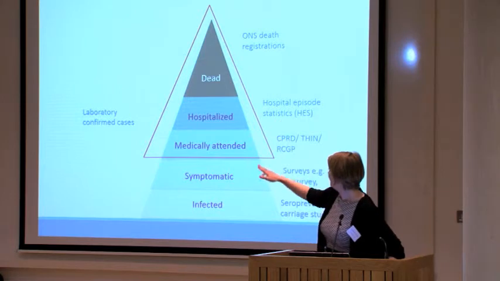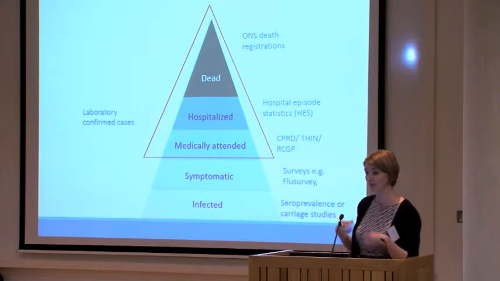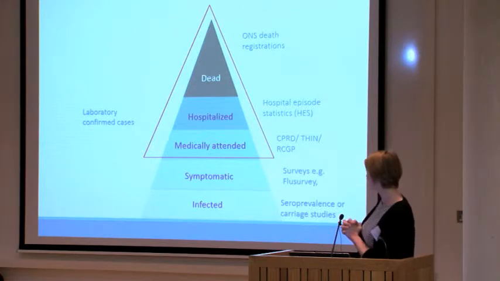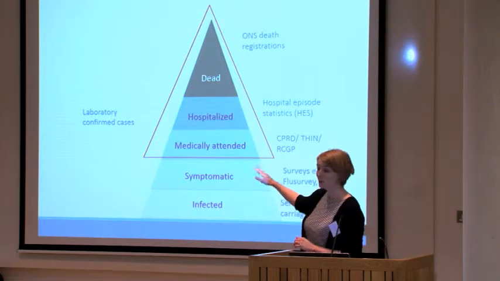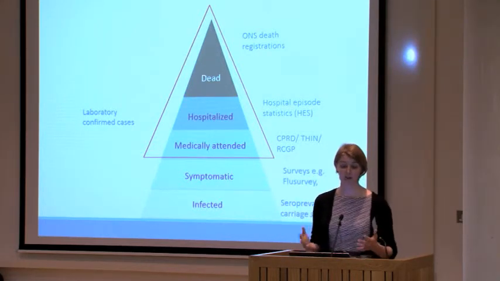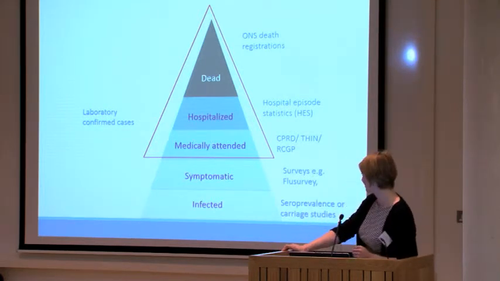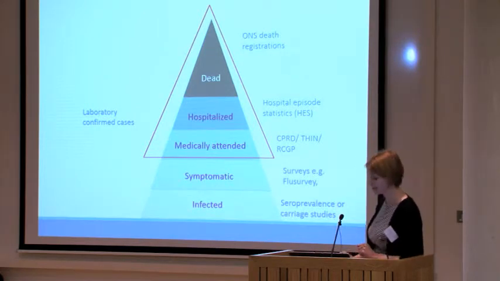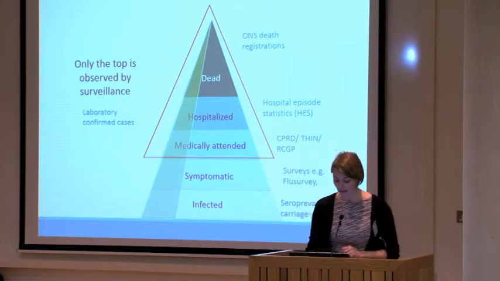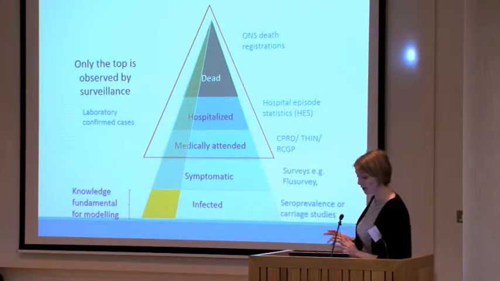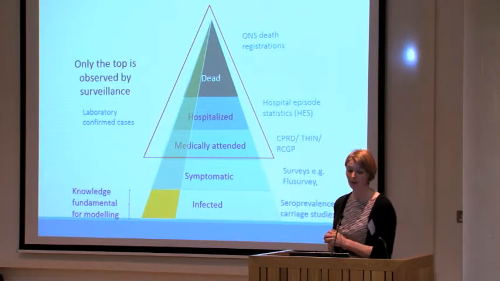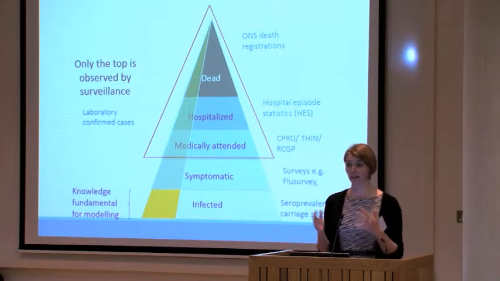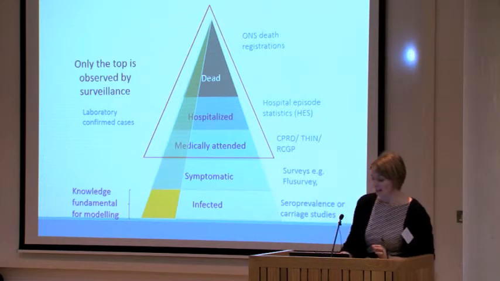And all of these, I guess, more severe infections will be captured, or a proportion of them will be captured, through laboratory confirmation through existing surveillance systems. For some infections, it might be very important to know who is symptomatic, so they have the infection but are not ill enough to go to the doctor. And surveys can be used to try and capture that information, like the flu survey. And then the number of people who are infected is actually very important to know in terms of modelling, but is often very difficult to define. You can use things like seroprevalence surveys to look at the proportion of people who are immune, so have been affected in the past. Or for something like meningococcal infection, you could do a carriage study to see how many people are asymptomatically colonised. So this can be a bit of a problem.